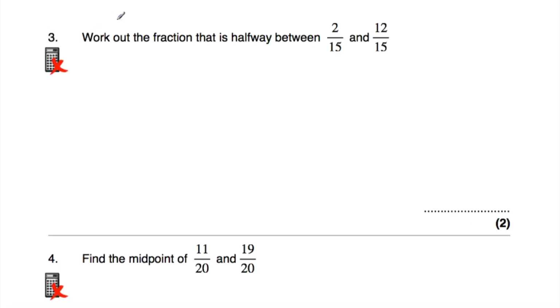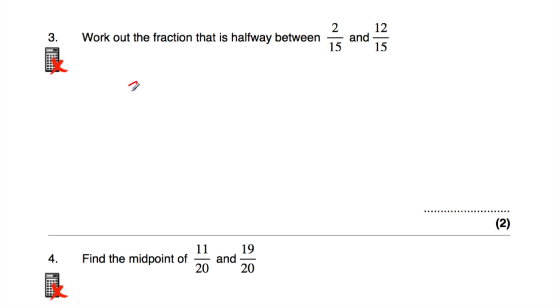So question number 3 says, work out the fraction that is halfway between 2/15 and 12/15. So if we wanted to find halfway between two numbers, I tend to add those two numbers together and half it. So for instance, if I wanted to find halfway between 10 and 14, I'd add them together, that's 24, and half it, and that would be 12, and 12 is the midpoint of those two numbers. So likewise with fractions, if we want to find the fraction halfway between the two fractions, just add the two fractions together and divide by 2.